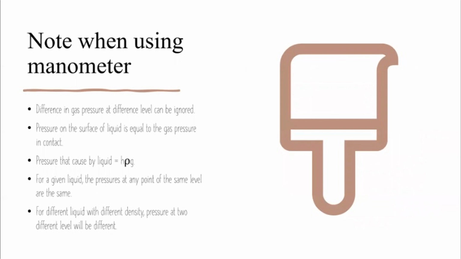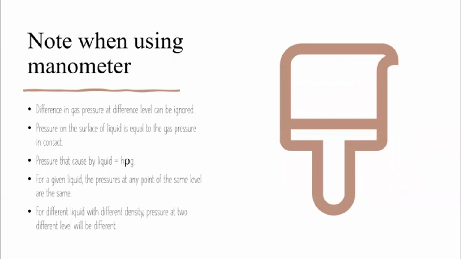There are some notes when using a manometer. The difference in gas pressure at different levels can be ignored. The pressure on the surface of the liquid is equal to the gas pressure in contact. The pressure caused by liquid is equal to hρg, where h is the height of the liquid, ρ is the density of the liquid, and g stands for gravity.